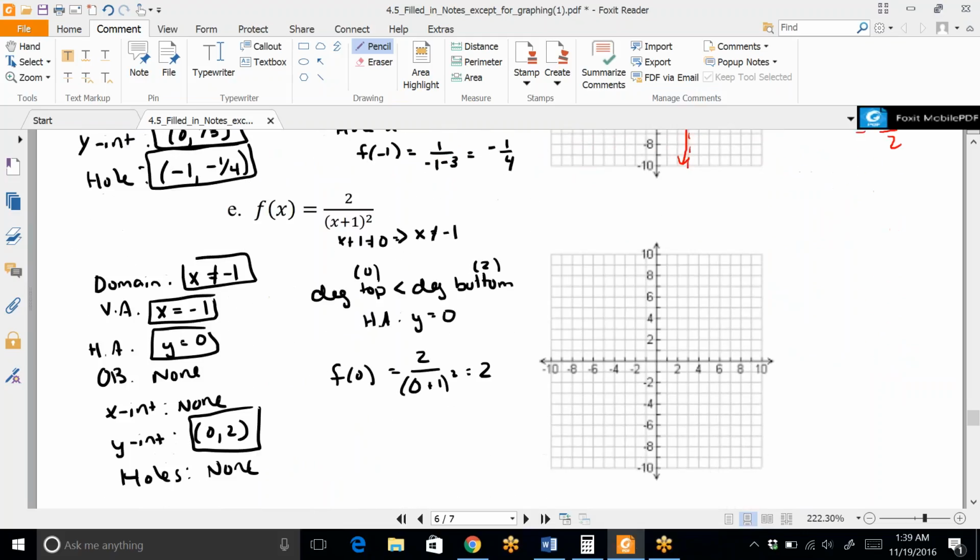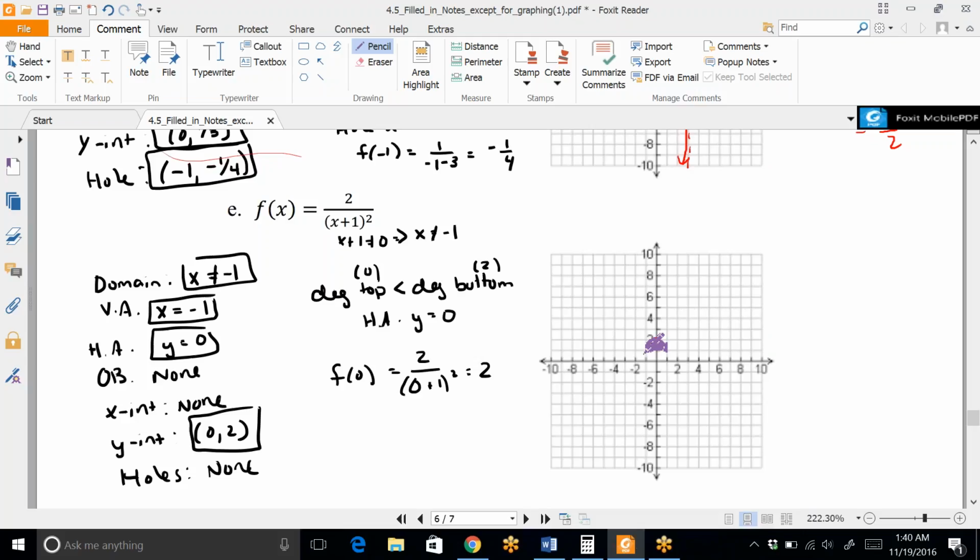For E, you notice that we get 2 over x plus 1 squared. We do have a domain issue at -1. It is also a vertical asymptote because there's nothing to cancel out. Degree of the bottom is 2, so this is y equals 0 again, because the top is degree 0. No obliques, no x-intercepts because no x is on top, and our y-intercept is what you get when you plug in 0 for all of the x's. So (0, 2) is my y-intercept.